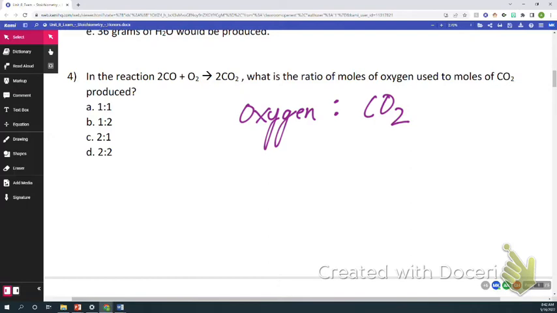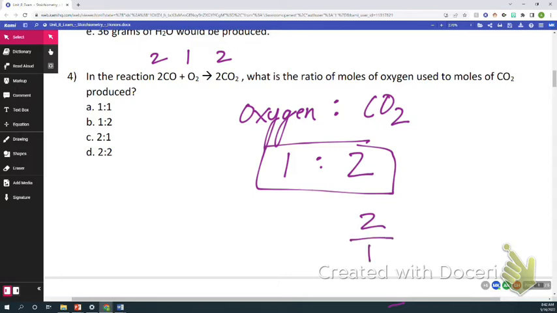So it's 2 and 1 and 2. Oxygen is 1 to CO2 is 2. This being your answer, okay? I know you have to go 2 over 1 when you're trying to travel over there, but the answer is not 2 to 1. It's 1 to 2, okay? It's just oxygen to CO2. So whatever's in front of oxygen and whatever's in front of CO2, it's 1 to 2. Okay?